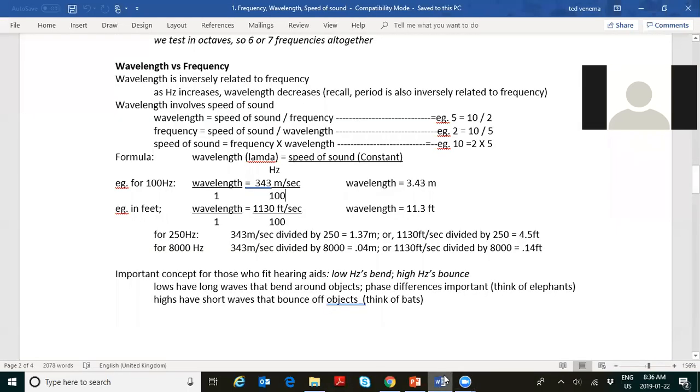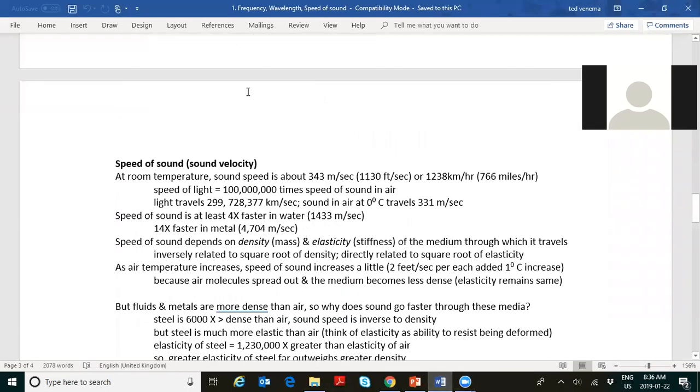There we go. Back to our notes. All right. So let's just take a look at speed of sound. At room temperature, speed of sound is about 340 meters per second or 1,130 feet per second. Memorize that.